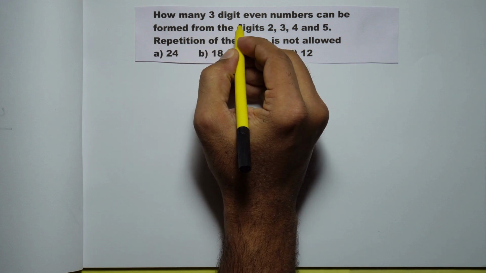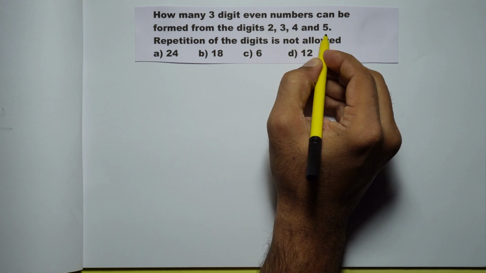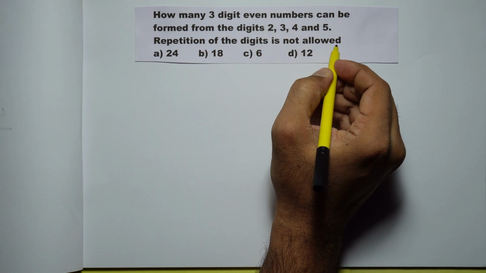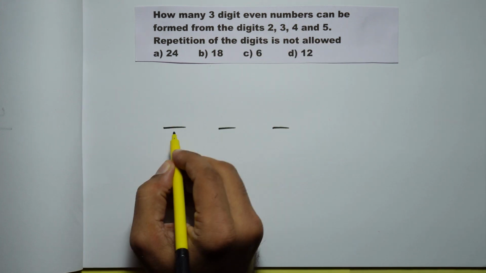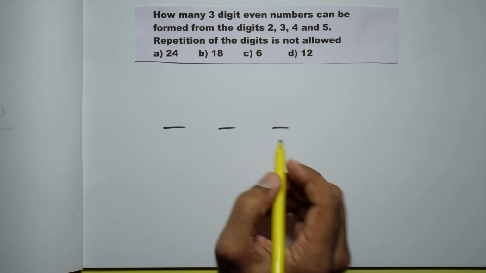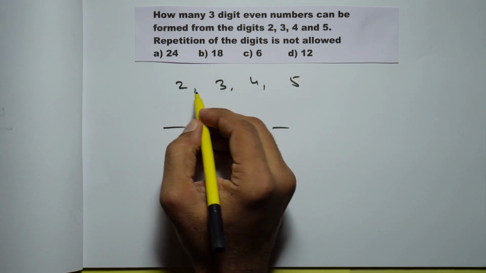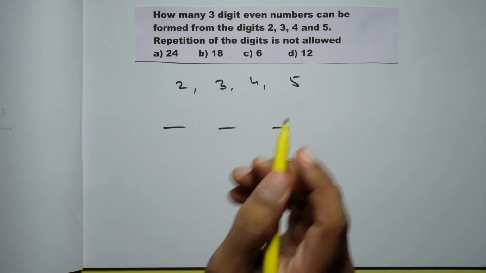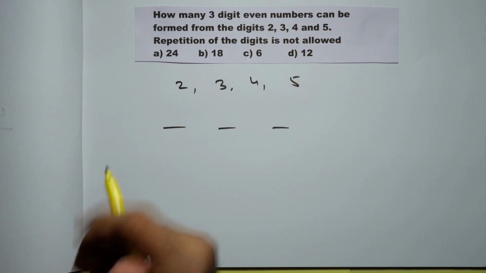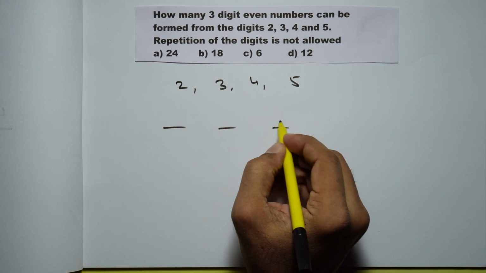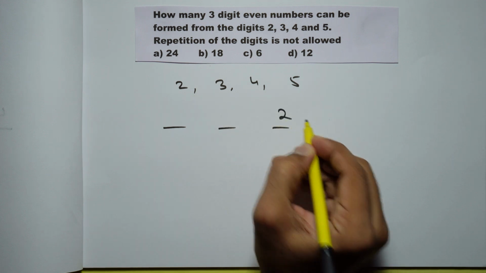How many 3-digit even numbers can be formed from the digits 2, 3, 4 and 5? Repetition of the digits is not allowed. So you need to form 3-digit even numbers. So it's a 3-digit number. So these 3 blanks have to be filled. And the numbers that are available are 2, 3, 4 and 5. So altogether 4 numbers are there. Now it should be an even number, which means that the last blank has to be filled with either 2 or 4. So only 2 possible outcomes are there for this blank, either 2 or 4. So 2 possible outcomes are there.